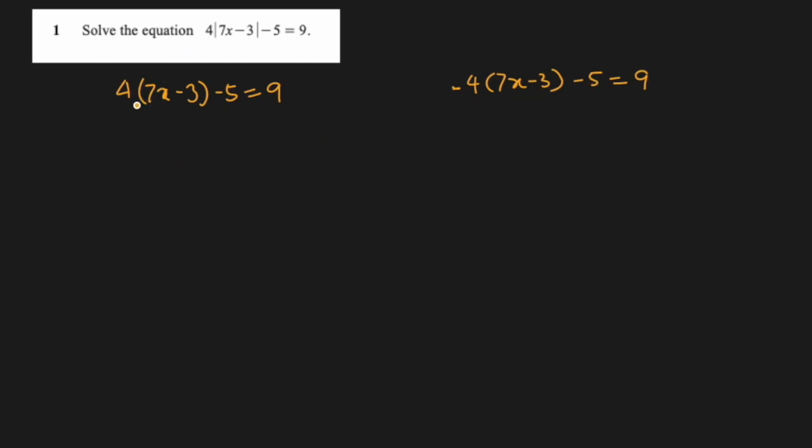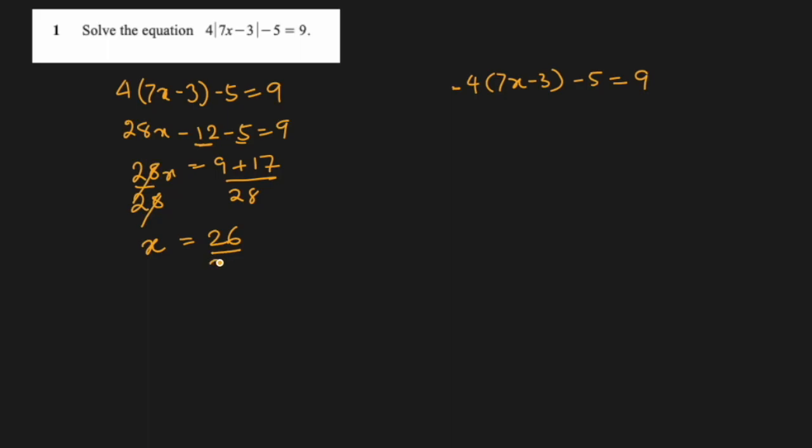So we'll solve them. What do we get here? 28x minus 12 minus 5 equals 9. 28x equal to, negative 12, negative 5 will be negative 17, and when this goes to the other side it becomes plus 17. So it will be how much? Divide here by 28. So x is 26 over 28, and if we simplify this, 13 over 14. This is the first solution.